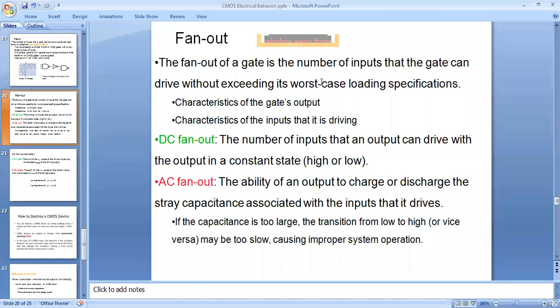What is meant by worst case loading specifications? Suppose our CMOS logic output is generated as 4.3 volts. Our CMOS logic output voltage is specified as 4.3 volts. Without deviating from that 4.3 volts output voltage, how many inputs of the other circuit can be given? That is TTL. In our example, we consider CMOS as the main logic, and at the output of CMOS, we connect another TTL circuit.